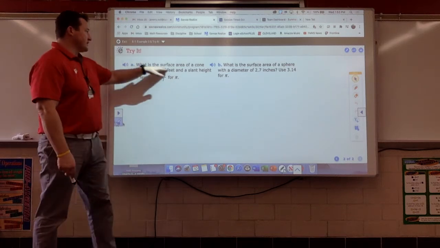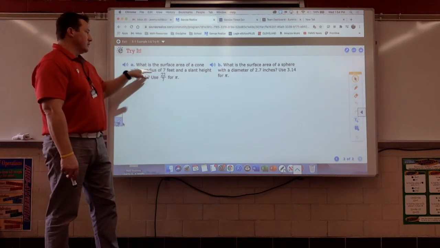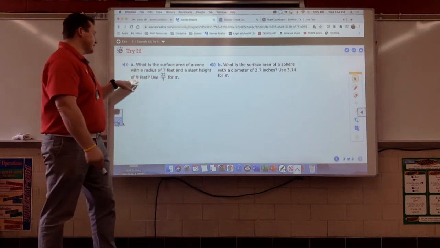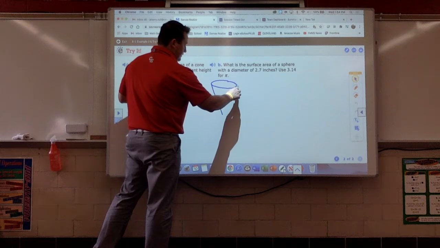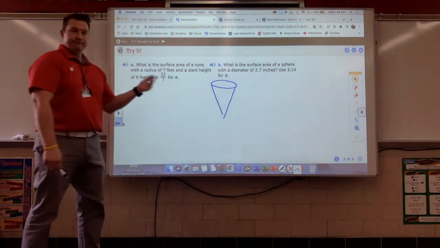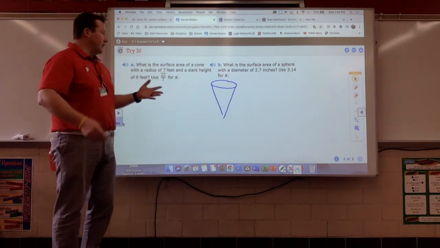Okay. What's the surface area of a cone with a radius of 7 and a slant height of 9? So everybody draw your best cone. Here's my best cone there. Nice job. There it is. Again, let's label in what we know, guys.